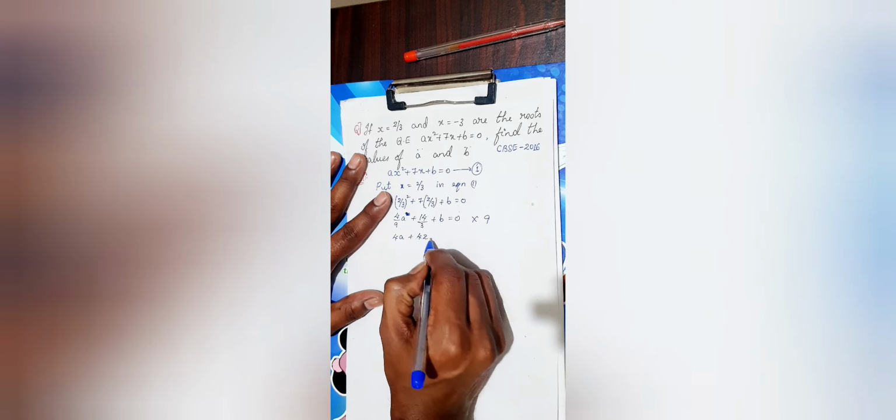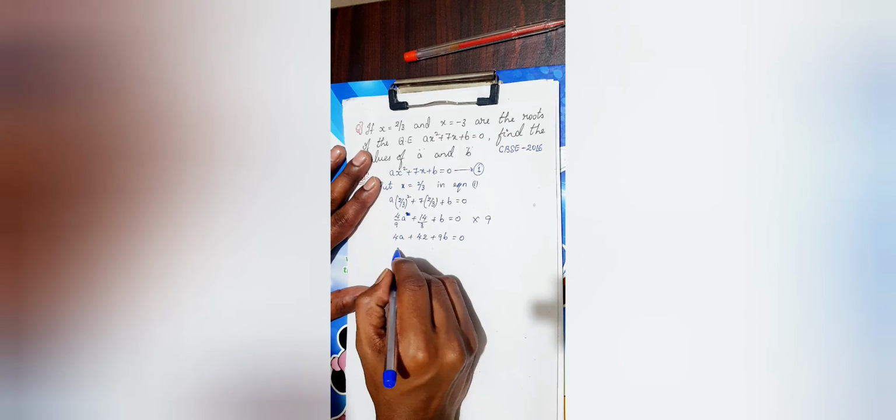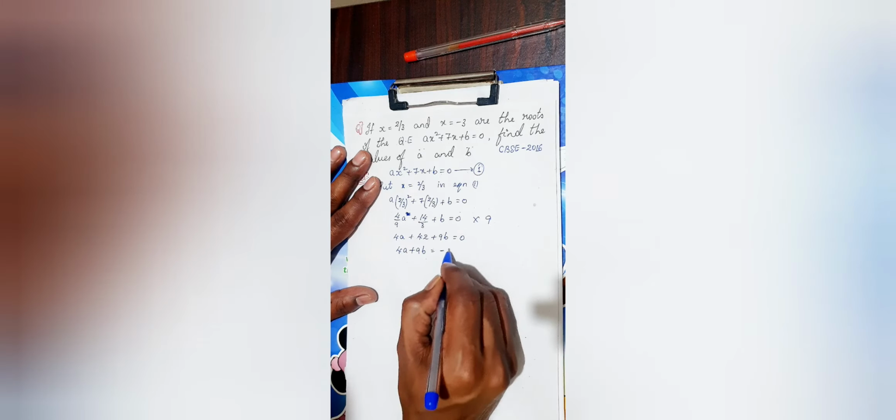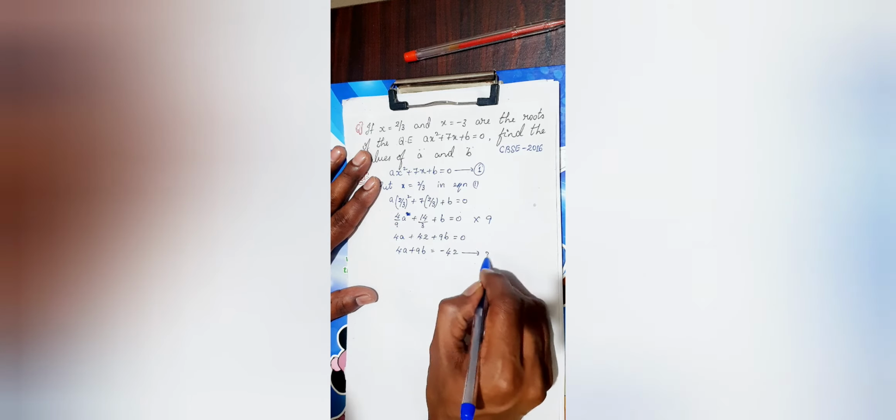Now I'll multiply this equation throughout by 9. What am I going to get? I'll get 4a plus, since 3 3s is 9, I'll multiply 3 here, 14 3s is 42, plus 9b is equal to 0. Or I can write this as 4a plus 9b is equal to minus 42. Let me take this as equation 2, one equation in a and b.